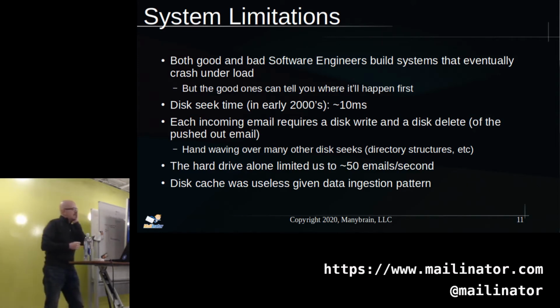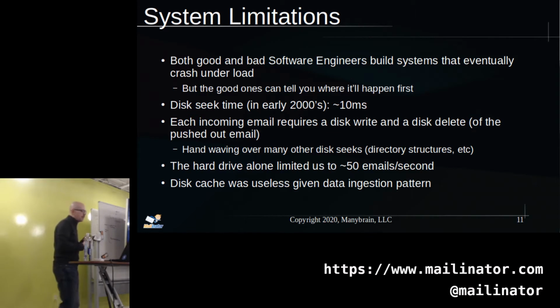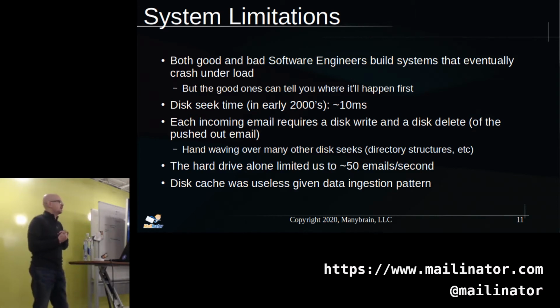So there's a saying I like that both good and bad software engineers will build systems that will eventually crash under load. Right? That's a guaranteed truth. Computers are finite. You only have so much bandwidth, so much RAM, so something is going to crash at a certain level of load. But good software engineers can tell you where it'll happen first. Right? And I certainly wasn't that person in the beginning, but I started to see these crashes and started to anticipate them and understand where it was going to happen. So, in the early 2000s, we did not have SSDs. We had spinning disks, and an average seek time at the time was about 10 milliseconds.